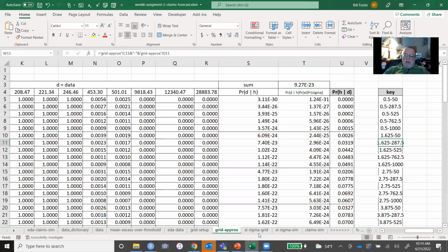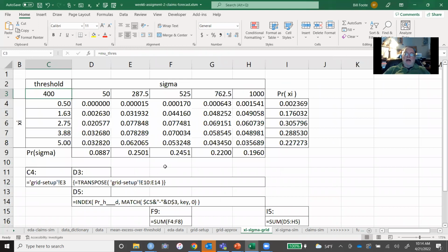When we go back to this grid, how do we get that number? The number that's associated with a 0.5 and a 50. How do we get that number? We get that number using this index of the probability of the hypothesis given the data, and a match of the splicing together of this 0.5, 50, and see what row that is in the key, N0. And that's how we generate every single one of these joint probabilities.